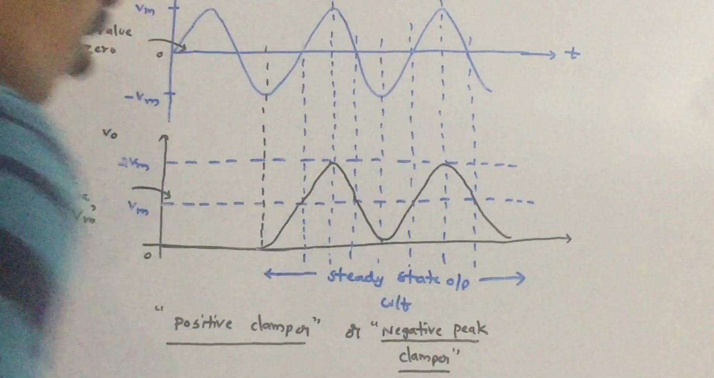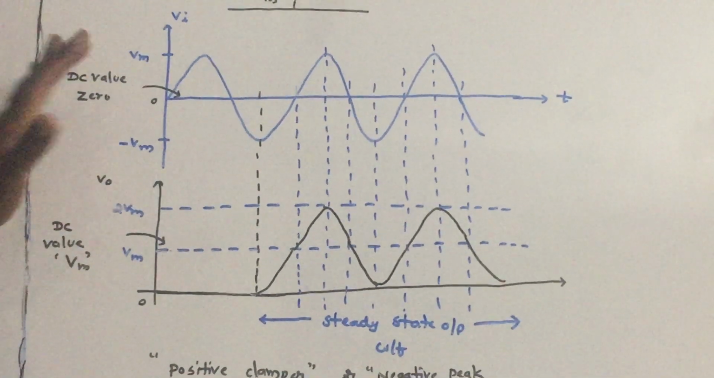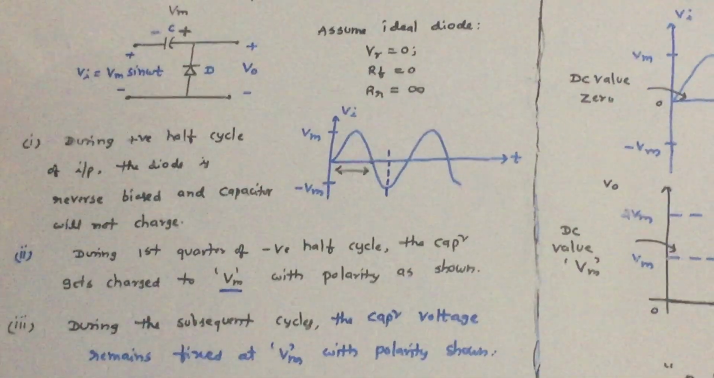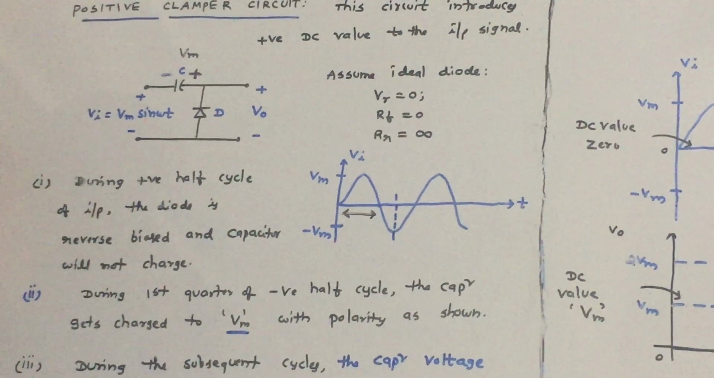Just writing the equation of the output is very important in clamper circuits. Once you write the output expression, you can easily draw the input and output waveforms. So this is about your positive clamper circuit. A very important question in the examination.